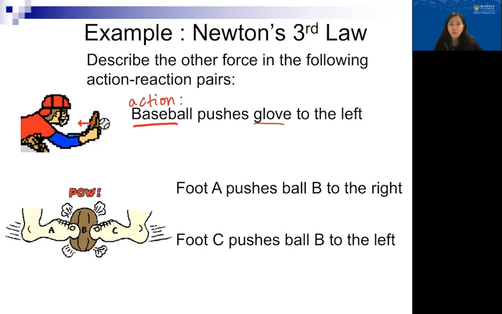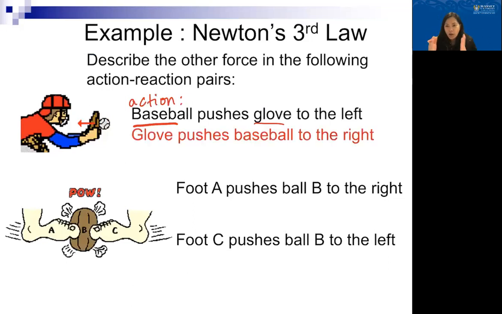So the ball will probably stop moving if the player catches it. That would be another force. The reaction force is that the glove pushes against the ball. That would be the reaction force. It's just the two objects, baseball and glove, but this time you interchange the order of the objects. In the action force, the baseball pushes the glove. In the reaction force, the glove pushes the baseball. And notice the direction is to the right.